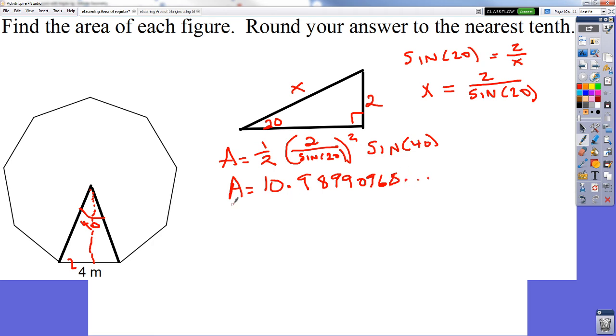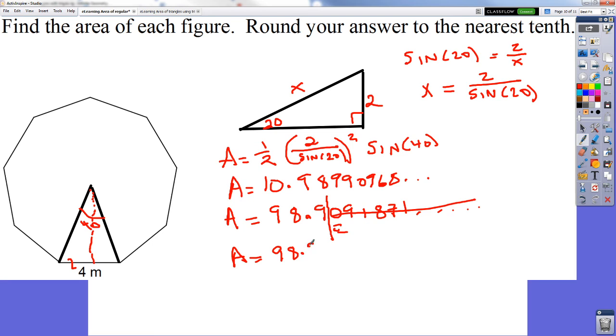And again, don't round yet because we need to find all of the slices of pizza. We need to multiply by 9 because there's 9 of them. Times 9, and you get 98.909187 yada yada yada. And then we round to the nearest tenth because that's what it tells us. This is too small, it goes away. 98.9 meters squared. Ta-da!